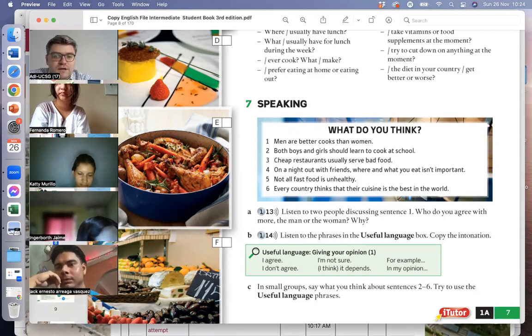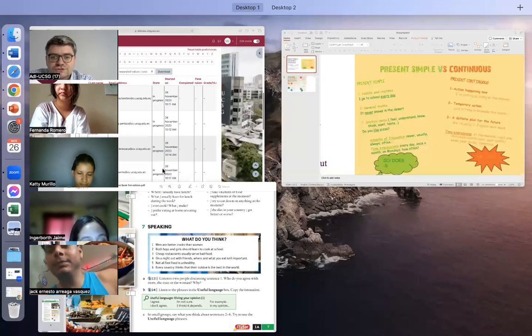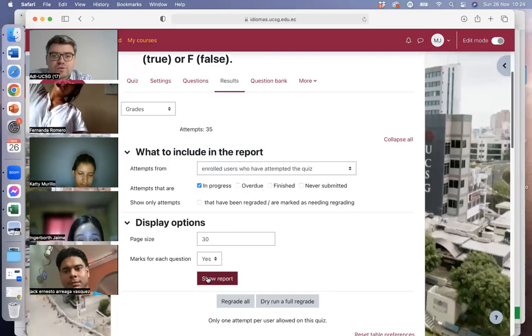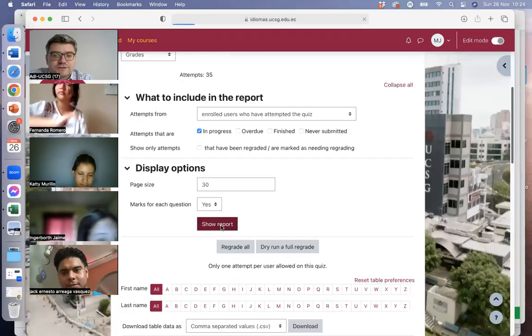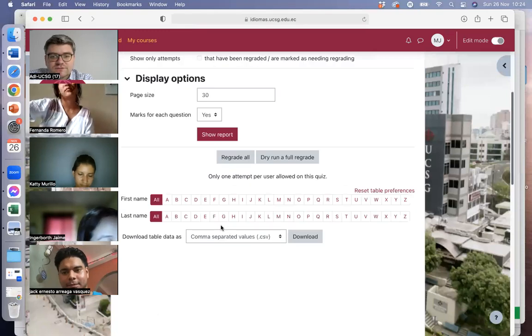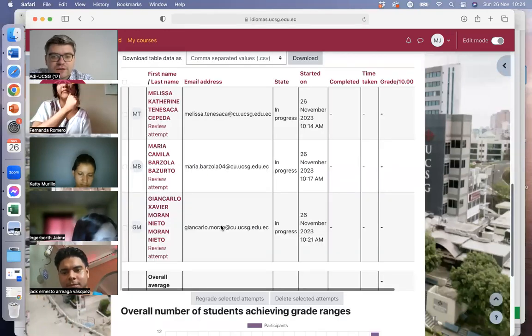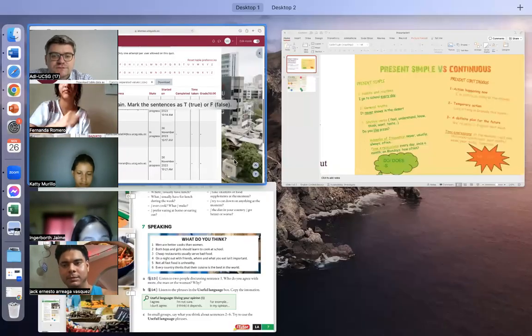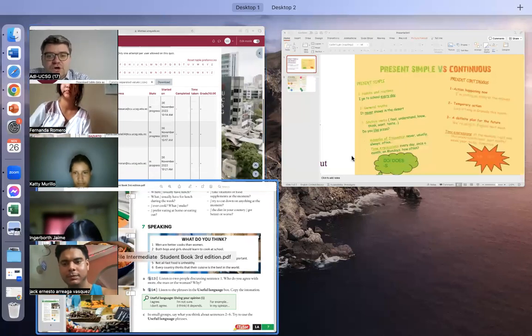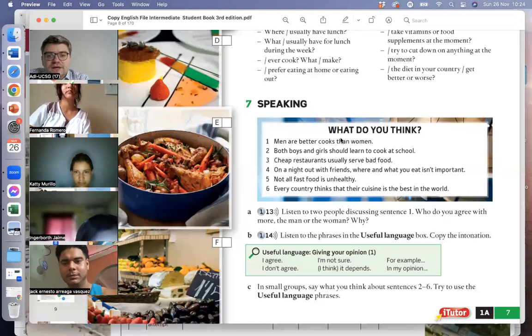Okay, so everyone finished, or the majority finished. As I said, we need to start working on speed a little bit. There are a couple of students who are still working, so please finish as soon as possible. Now, on your WhatsApp group, as well as on the screen here, we're going to do activity number 7.